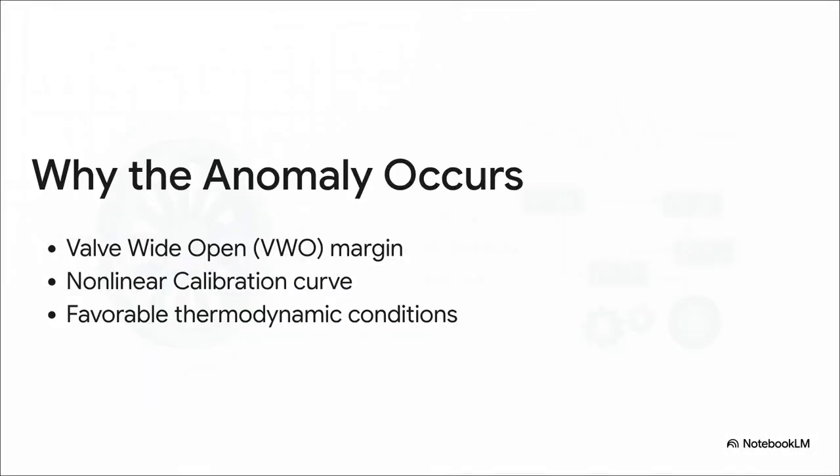There are 3 specific engineering reasons why this 82% anomaly happens and why it's actually a sign of a very, very healthy power plant. It comes down to that valve wide open design margin we just mentioned, the nonlinear calibration of the flow curves, and highly favorable thermodynamic conditions. Let's break down those last 2 real quick.